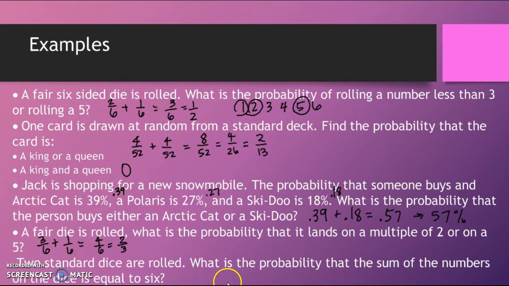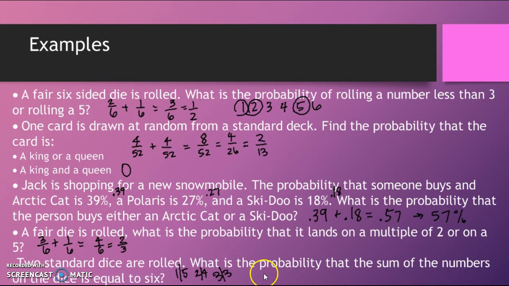Two standard dice are rolled. What is the probability that the sum of the numbers on the dice is equal to 6? So technically here we have mutually exclusive events. Because in order to get the sum to equal 6, my options are 1 through 5, so I can have 1 and 5 together. I can have 2 and 4 together, and then I can have 2 3s. Those are all of my options to getting a sum of 6.